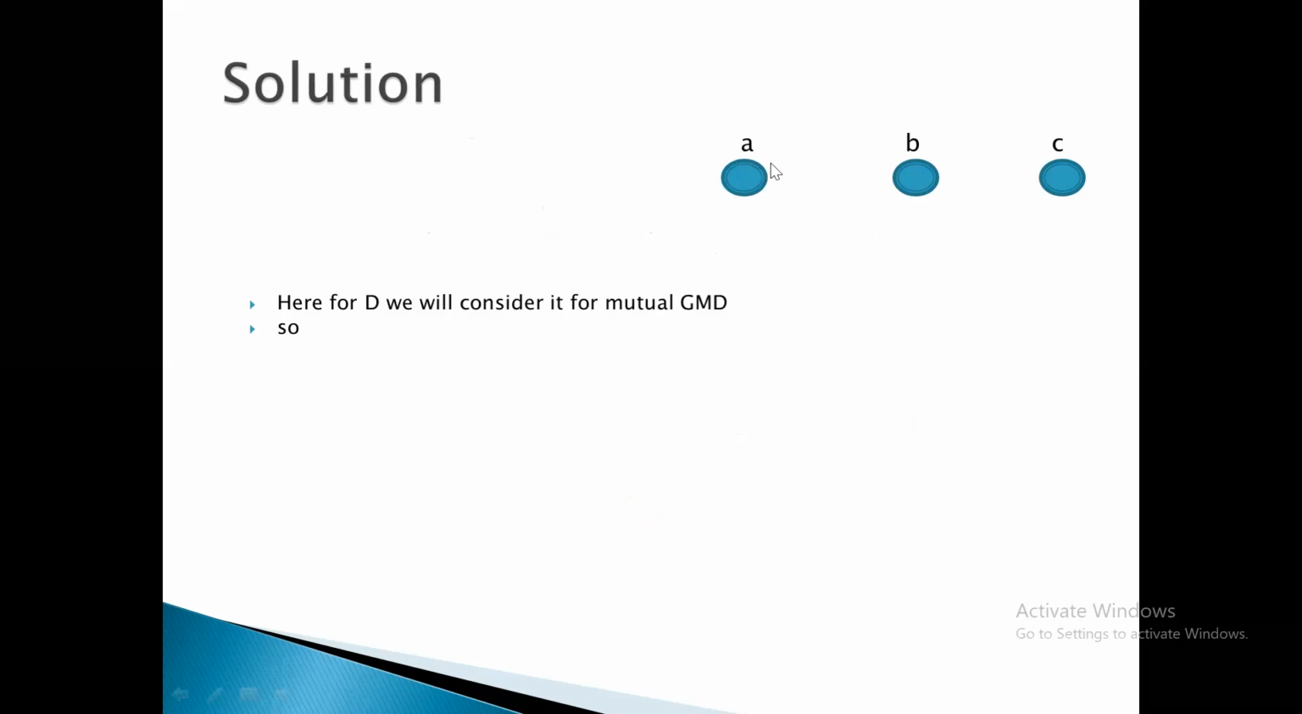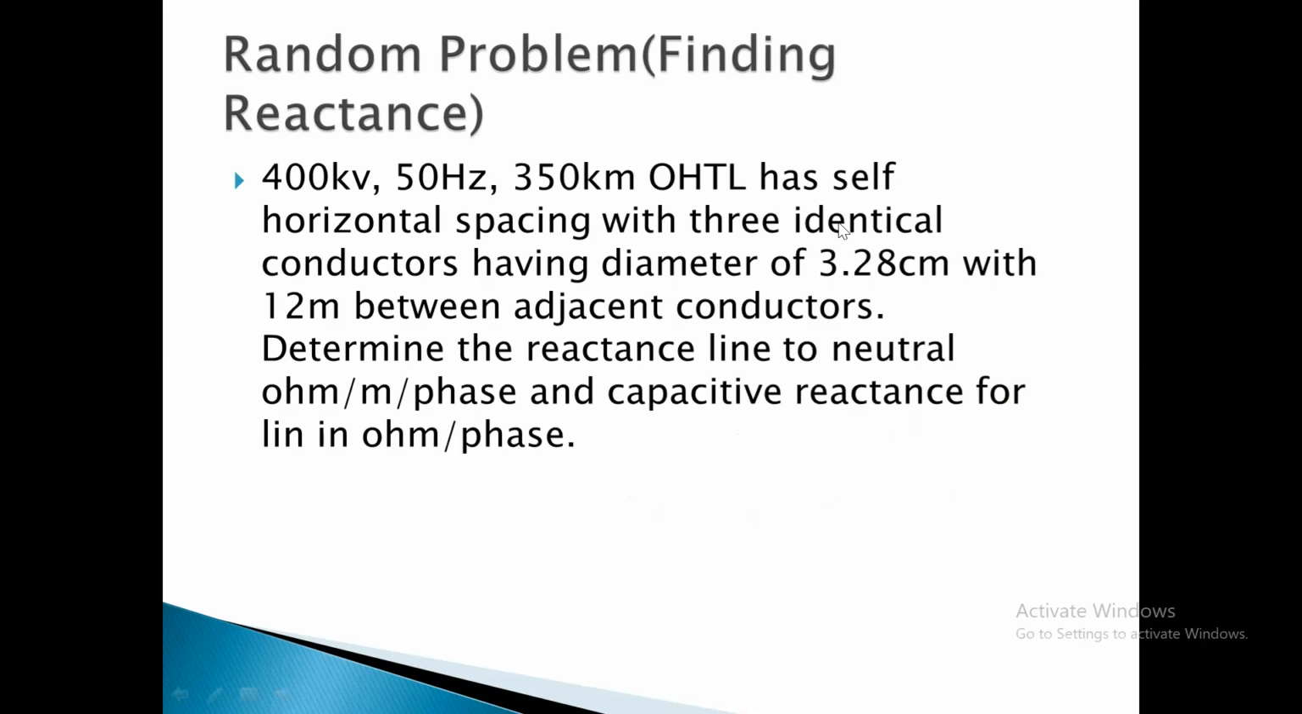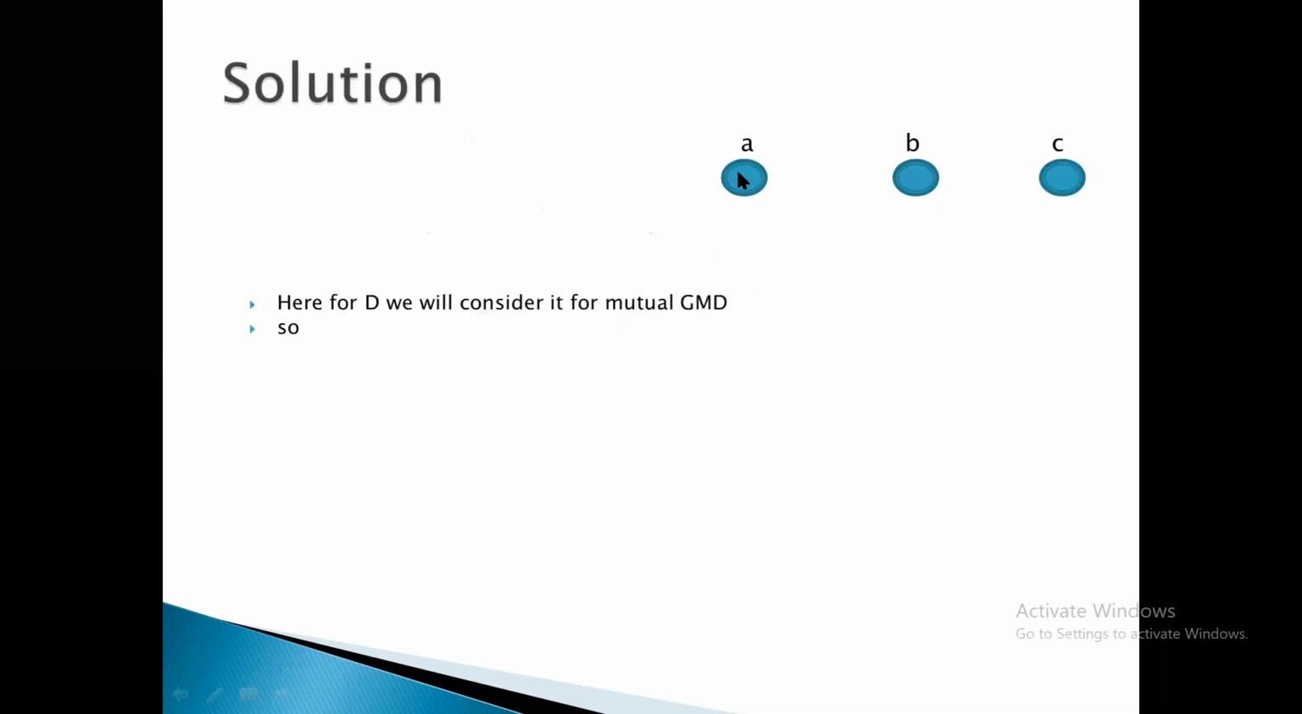For example, we have three conductors as given in the question: a 400 kilovolt line, 50 hertz, 350 kilometer, three identical conductors having a diameter of 3.228 centimeter with 12 meter between adjacent conductors. Adjacent means one nearby the second. The distance between these two is 12 meter and these two is 12 meter, but the distance from A to C will be 24 meter, as explained just now.